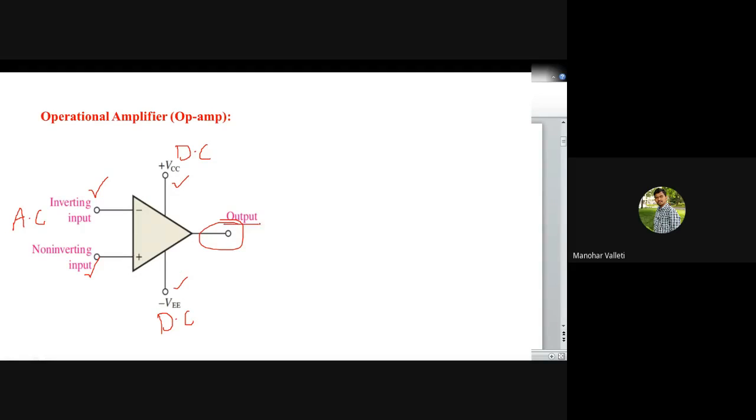And the output. As this is an IC, inside the op amp there are so many circuits. Those circuits we will see when we discuss the inside block diagram of the operational amplifier. But you just know here we are giving two inputs.